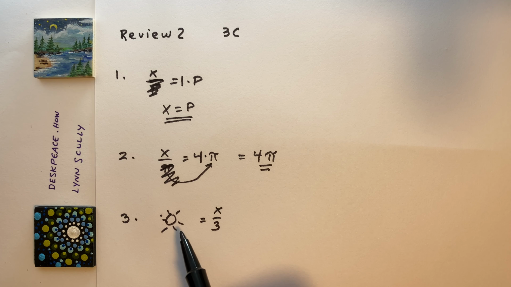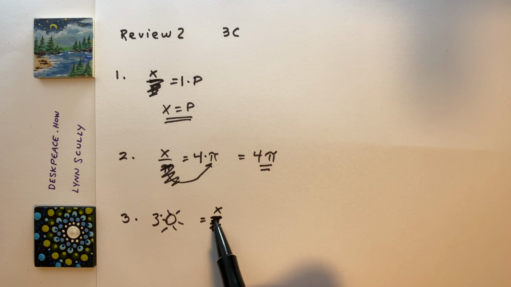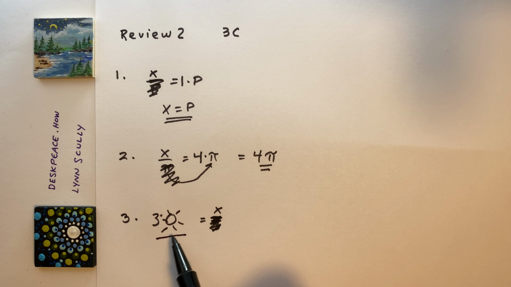Number 3, sunshine equals x over 3. I want to get the x alone. 3 is attached by division, so move it by multiplication to the other side of the equal sign. That undoes the division, and my answer is 3 sunshine.